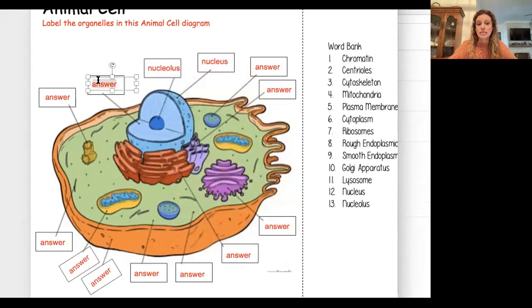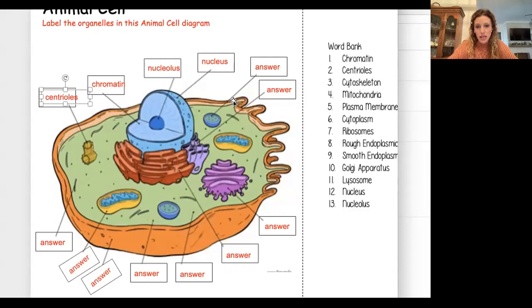Okay, and then what is your condensed DNA inside the nucleus called? Chromatin. Okay, so what are the noodle-like figures that help pull apart the microfilaments and microtubules? Okay, these are called centrioles.